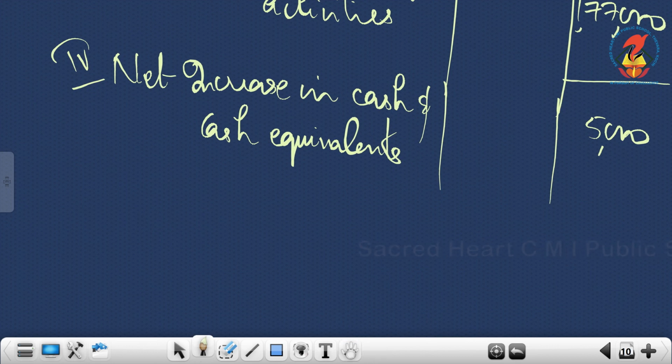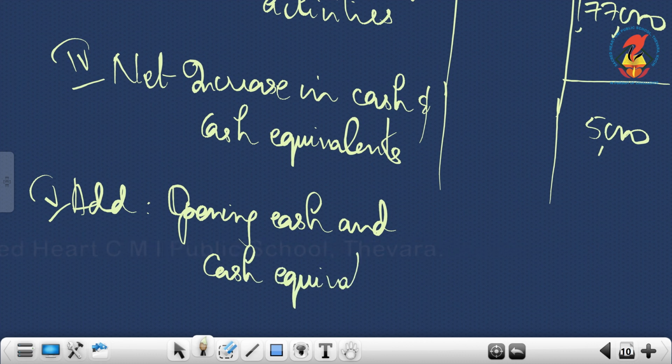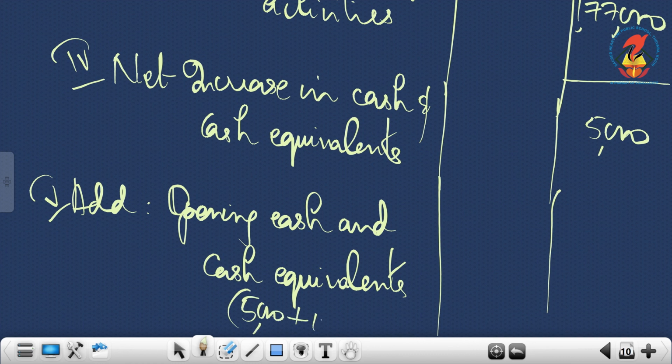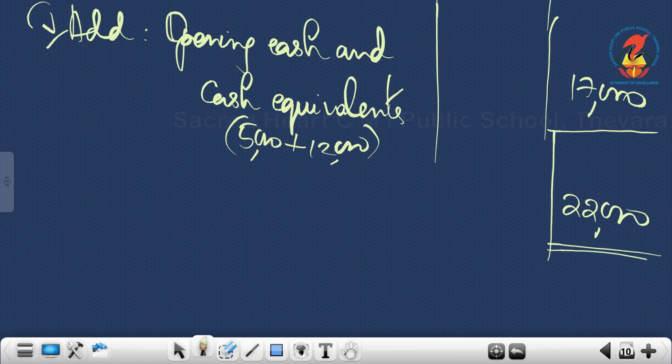With that we'll add, that's 5th section, opening cash and cash equivalents. Add opening cash and cash equivalents. So you have to take here cash and cash equivalents value, opening figure 12,000. Then current investments also you have to take, because here current investments separately given. So it is 5 plus 12, it is 17,000 which you have to add. So now the closing cash and cash equivalents will be 22,000, 17 plus 5, that's a final answer.